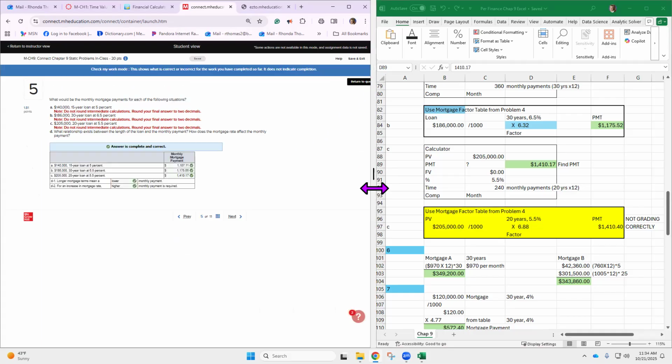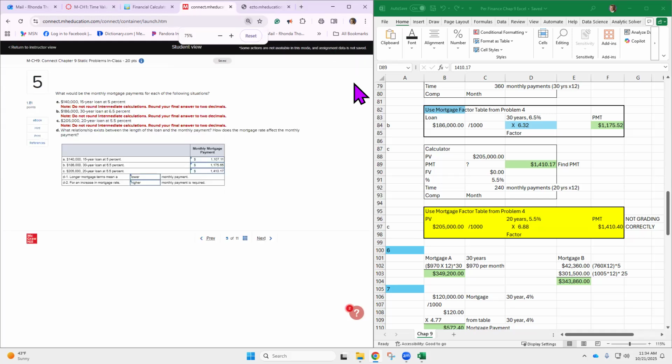Okay. You've got to put in 14, 10, 17 to get that monthly mortgage payment of C to work. If any of you need help with that, let me know. So sorry about that.